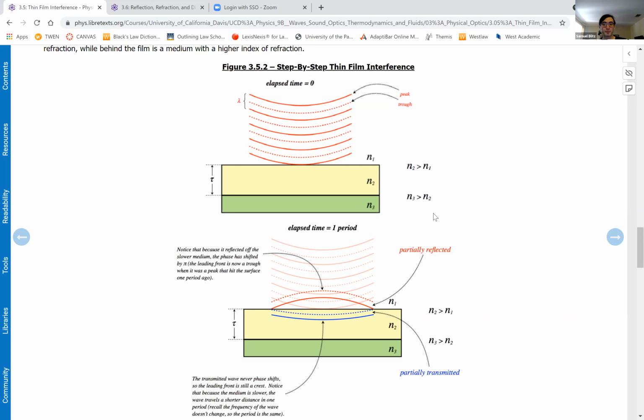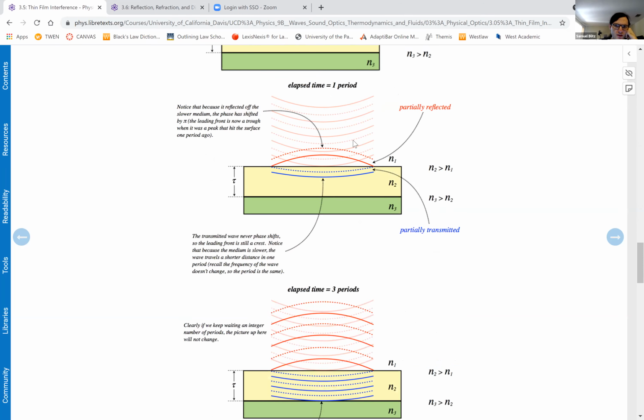Also note that the solid lines are the peaks here, and the dotted lines are the troughs. And so if you were to take a measuring tape, you'd find that this is, I think, two periods.